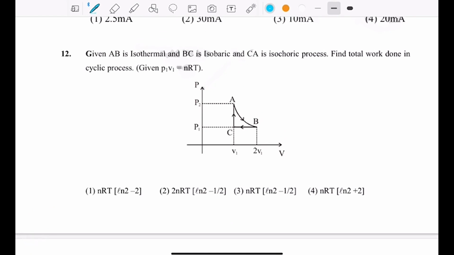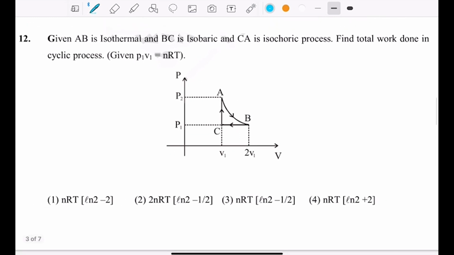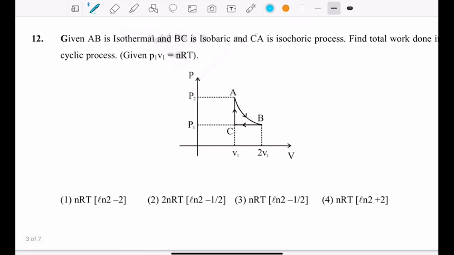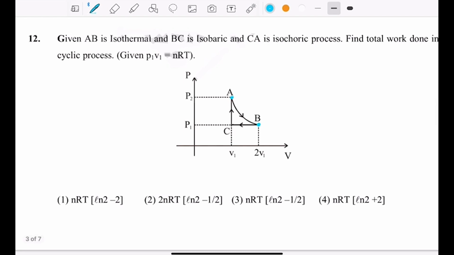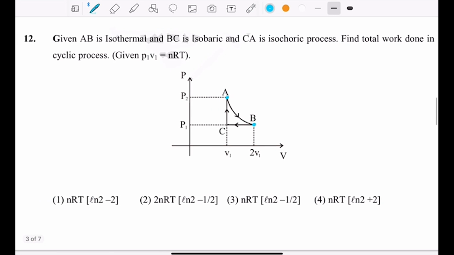Next, AB is isothermal, BC is isobaric, and CA is isochoric. Find the total work done in the cyclic process. P1 V1 is equals to nRT. And the total work done you have to calculate.